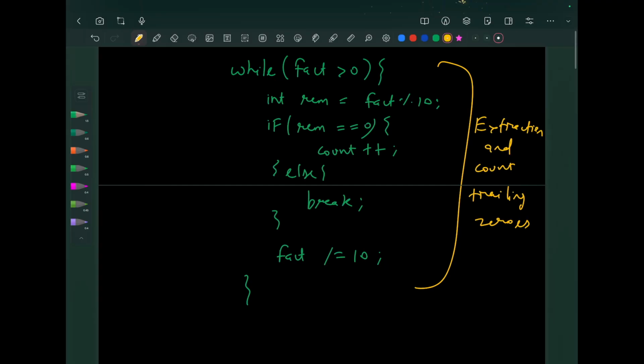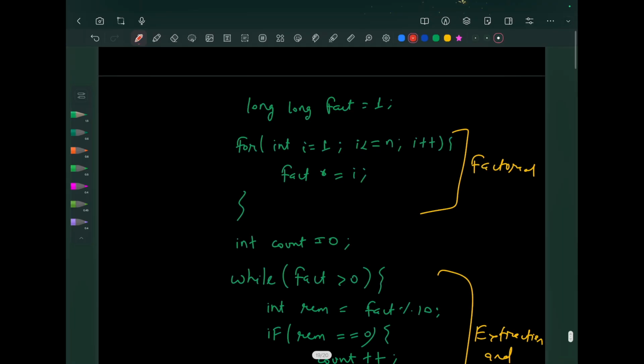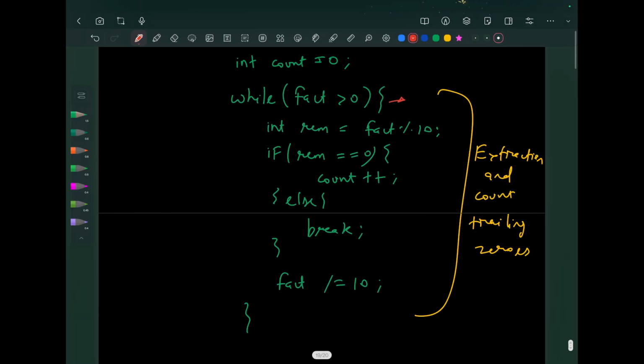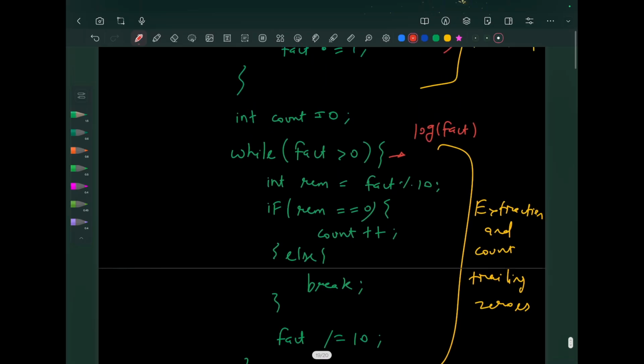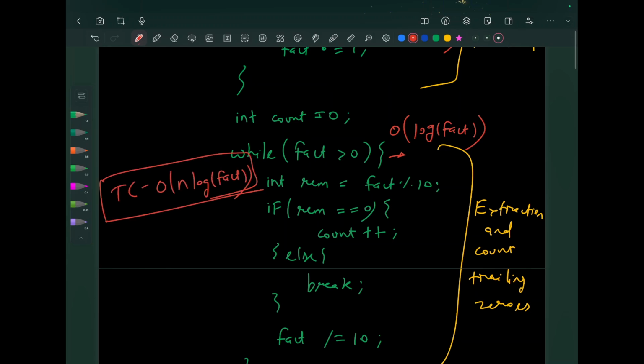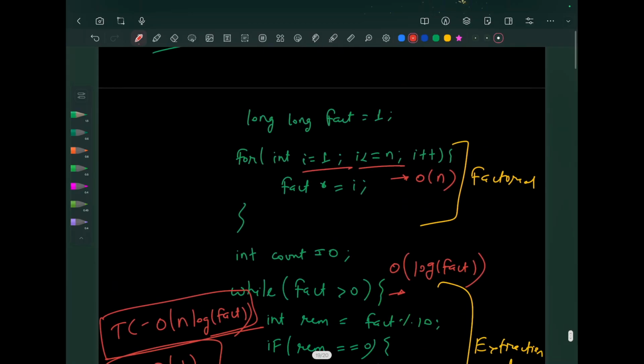Now let's analyze the time complexity. It is running from 1 to n times, so it will be big O of n. For this you already know it will be log of factorial, right? Because factorial is our new number, so it will be log of factorial. So overall time complexity will become n log of factorial. Okay, and space complexity will be big O of 1 because we are not using any extra space.